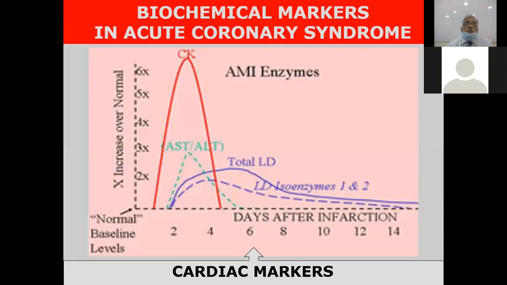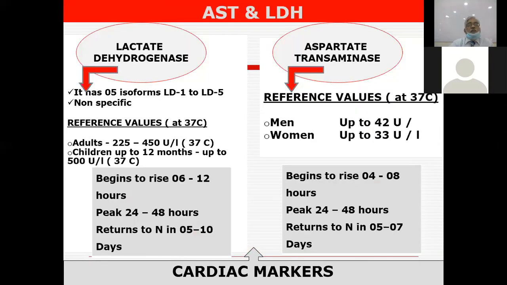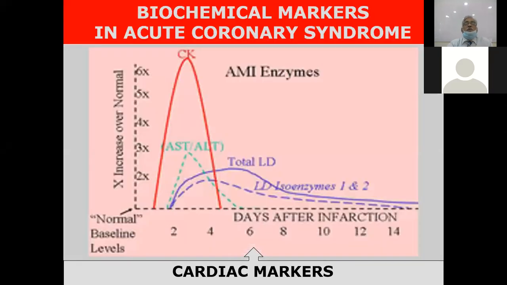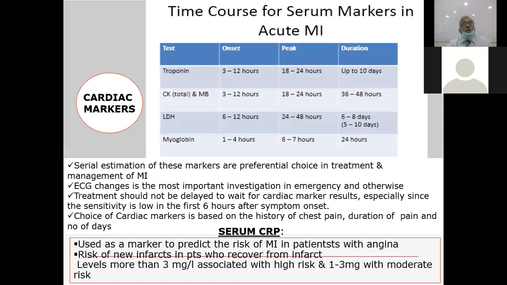इसी तरह LDH की भी isomeric forms होती हैं 5, LD1, LD2, LD3, LD4 and LD5. LD1 is the isomeric form. Is the facility available in the laboratory? LD1 is more specific for cardiac, for myocardium, whereas LD5 is specific for striated muscles. So this is the important thing you need to remember: serial estimation of these markers is the preferential choice in the treatment and management of myocardium.